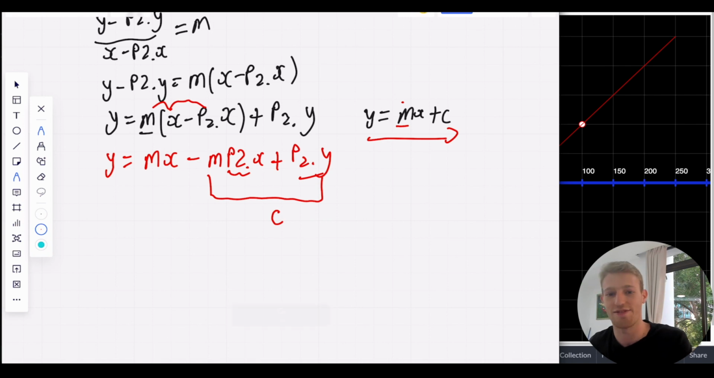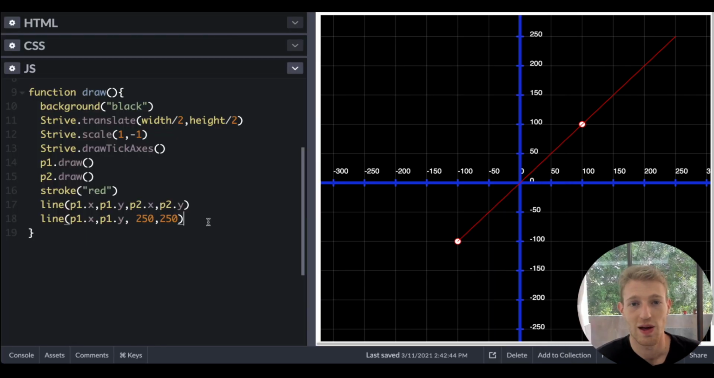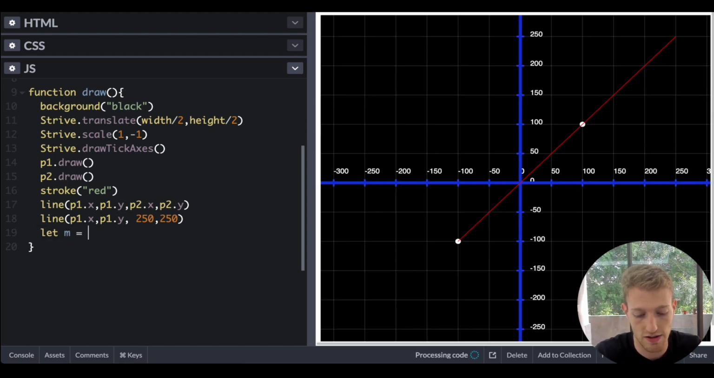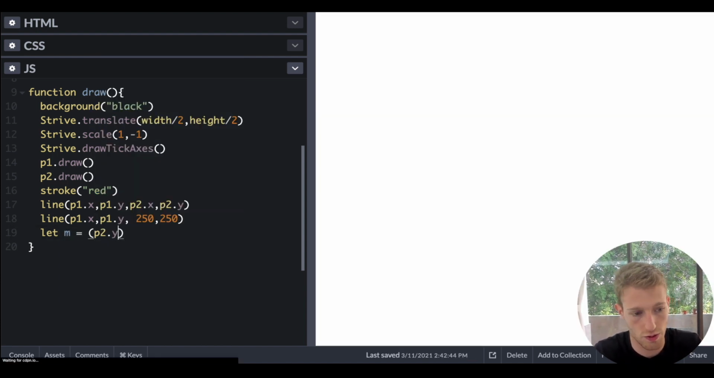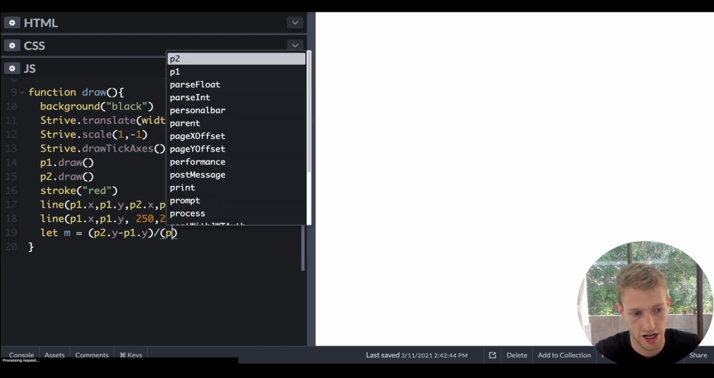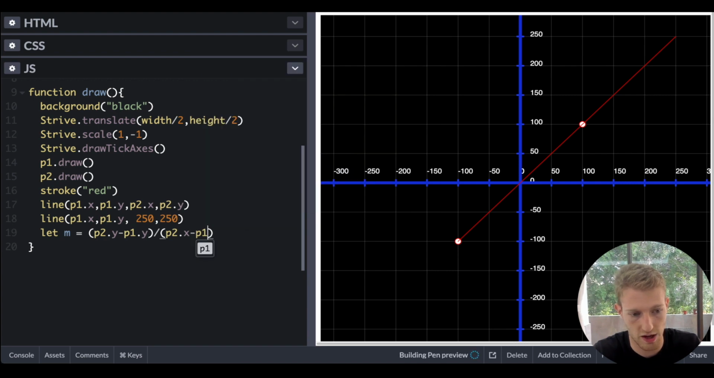So let's have a look at that. So in code, this looks like the following. Firstly, let's define a variable for our m, right? Based off of p1 and p2. We know our gradient m is simply let m is equal to p2.y minus p1.y, our change in y, over our change in x, p2.x minus p1.x.